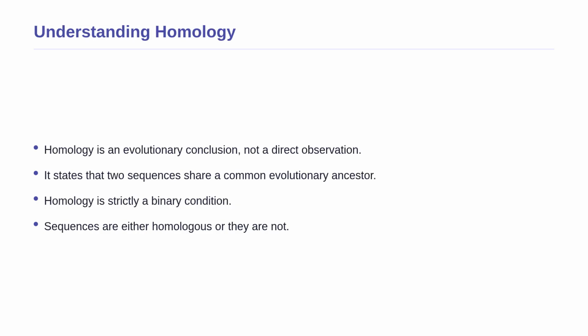While identity and similarity are percentages we can measure, this brings us to a completely different concept: homology. Homology is not an observation, it is an evolutionary conclusion. When we say two sequences are homologous, we are stating that they share a common evolutionary ancestor. Because of this, homology is strictly a binary condition. Two sequences either share an ancestor or they do not. Therefore, it is completely incorrect to say two sequences are 80% homologous.